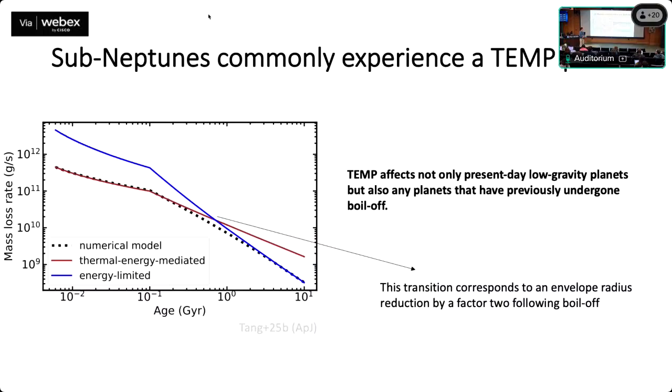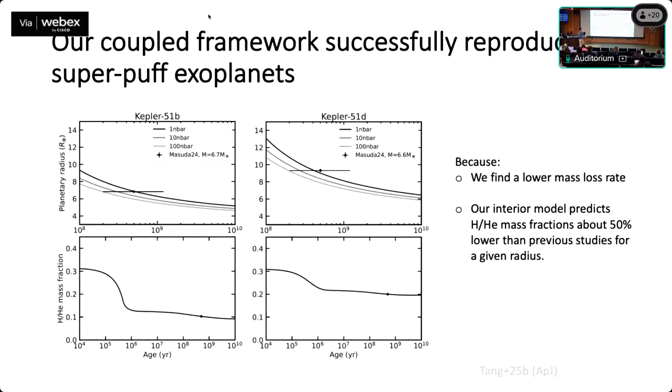We found that for any sub-Neptunes that have experienced the boil-off, it will first undergo this regime before entering the energy-limited phase. So it happens in nearly all of the low mass sub-Neptunes.